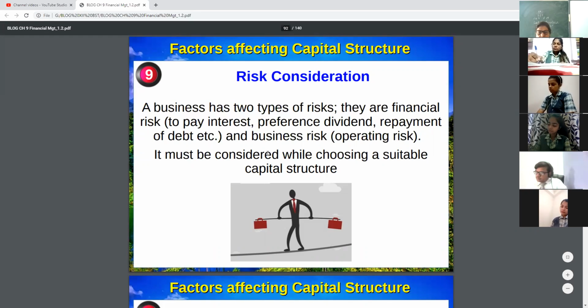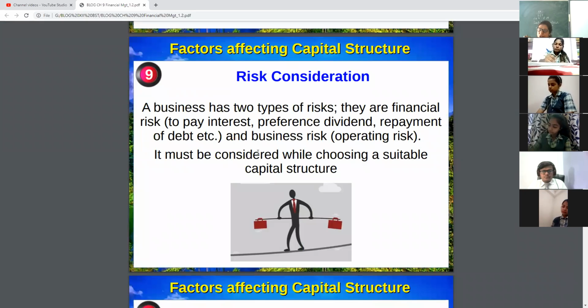The next point is risk consideration. See, when you issue the debentures or when you issue the shares, it will always be in the mind of the company or the finance manager that risk consideration should be there. It must be considered while choosing a suitable capital structure. There are various types of risk in business, but from the financing point of view, there are two types of risk, that is financial risk and business risk. So first of all, before issuing, every company should see the risk factors.